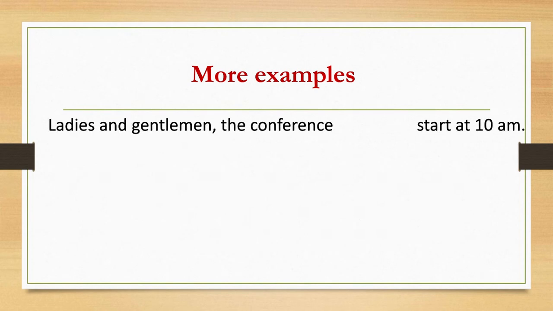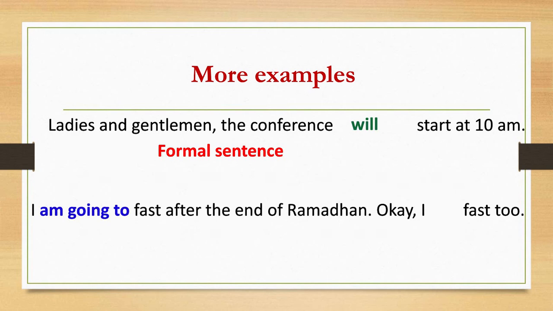Like, let's look at this example. Ladies and gentlemen, the conference starts at 10 a.m. It looks like a sentence that we say at the conference. It's a formal level. So for formal situations, we use will. The conference will start at 10 a.m. This is a formal situation.